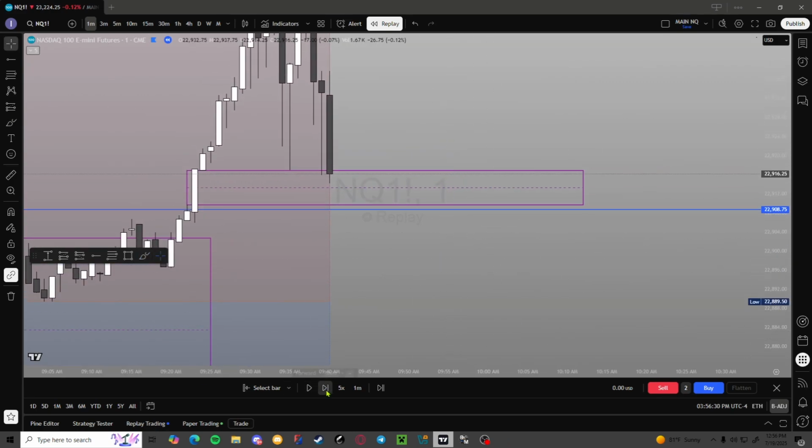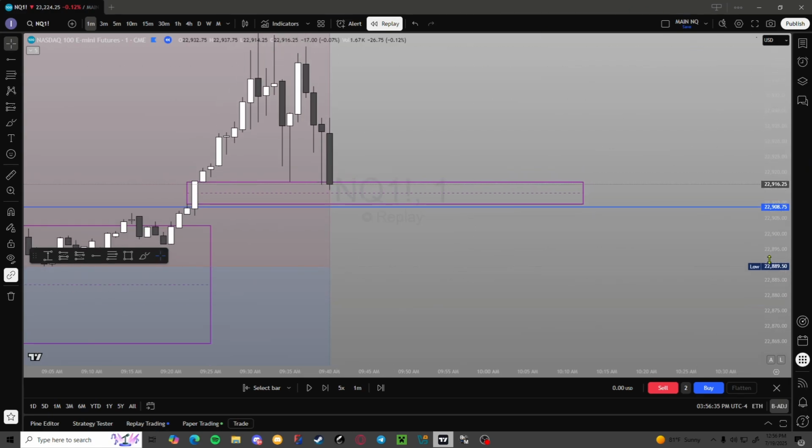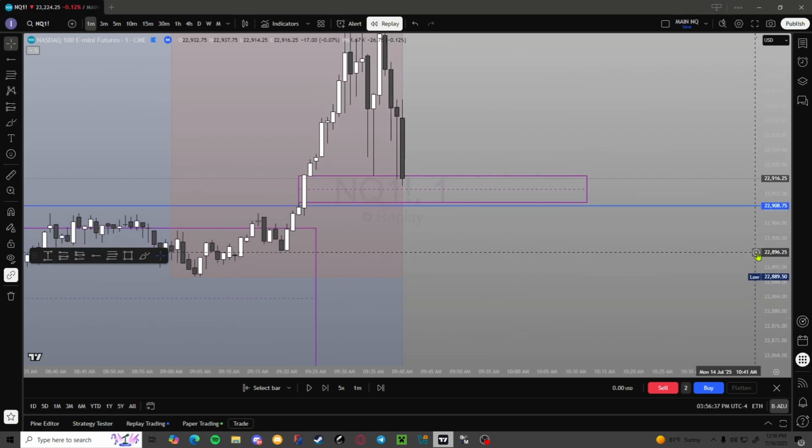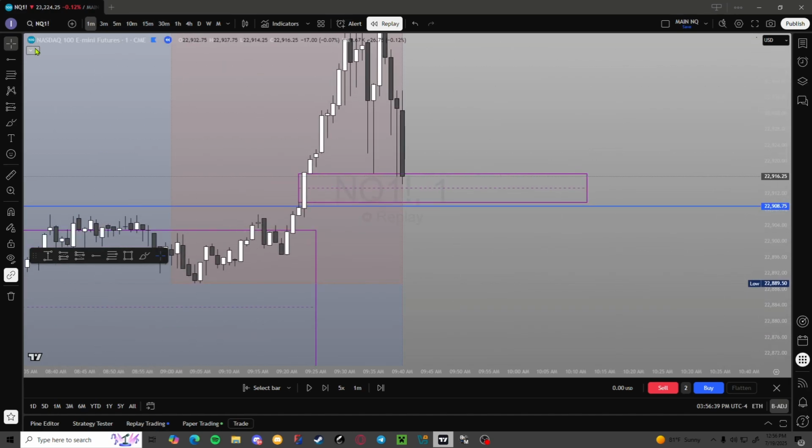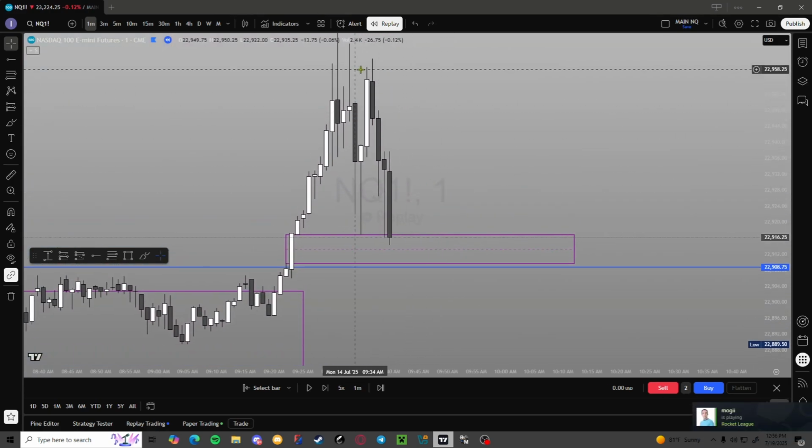So what time is it right now? It's 9:40. Yeah, it's already opened. We already swept London highs. That means we're going shorter for the rest of the day. So I would have shorted probably at the top there with those wicks.